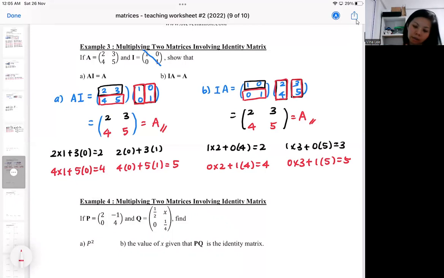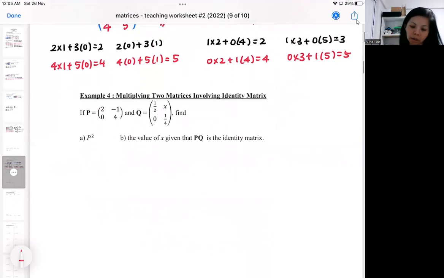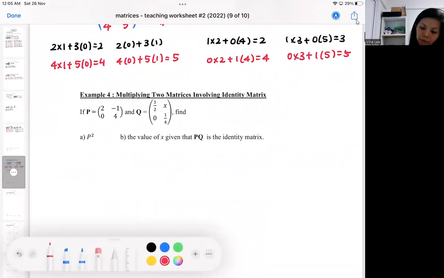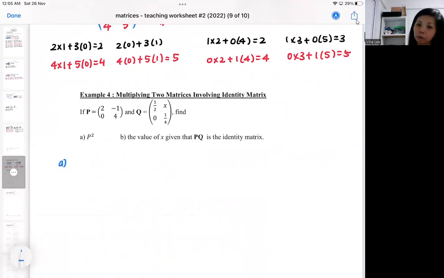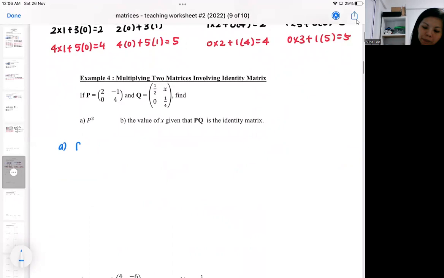Okay, so another kind of example, this is one that a lot of students will get wrong. They give you a P and Q matrix. For part A, a lot of people will have confusion. When we do P squared, that is not like algebra where we square it. Essentially it means that we multiply the matrix twice. So it's like P times P, and you end up with a 2 times 2 matrix.